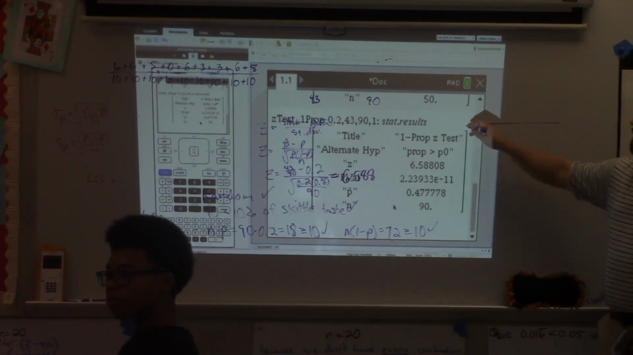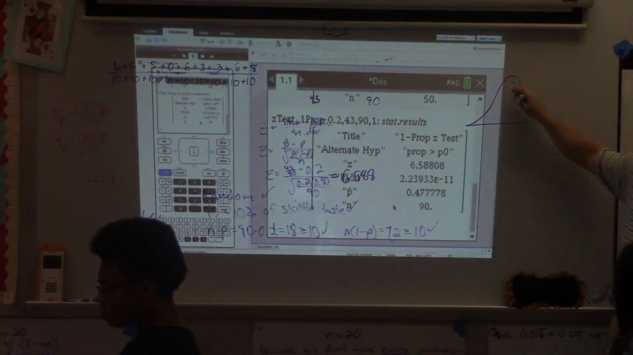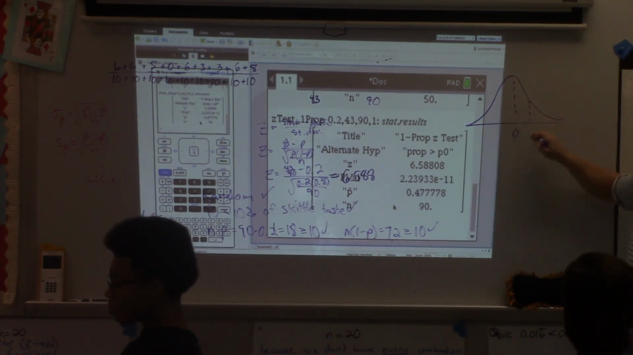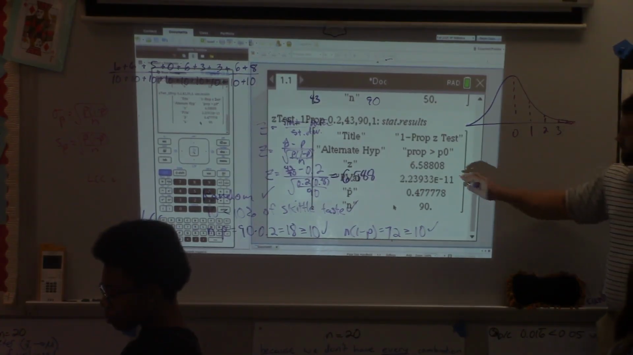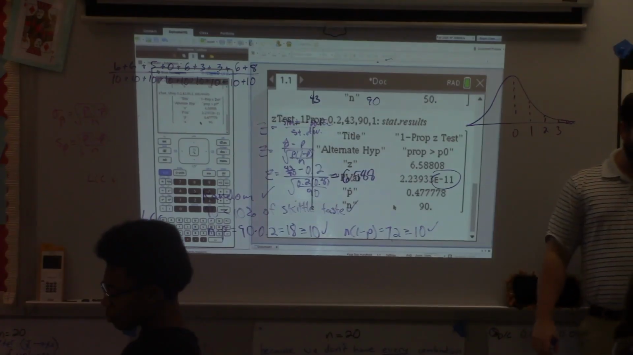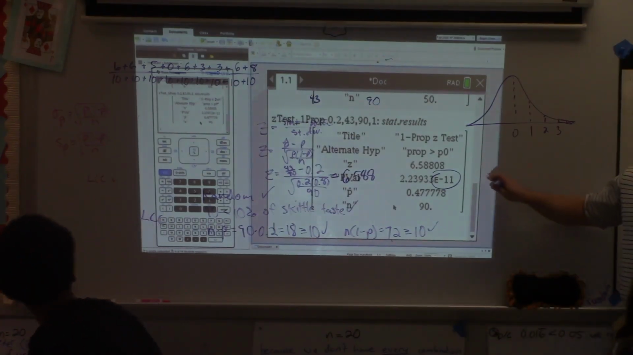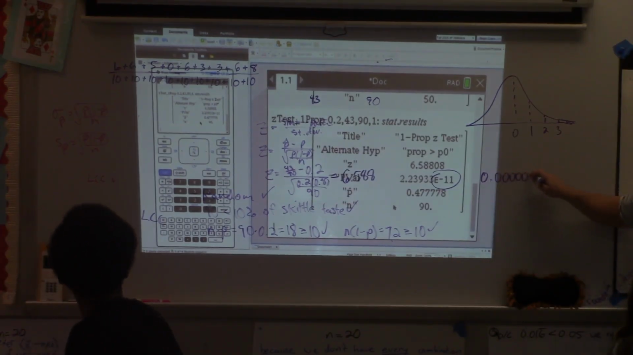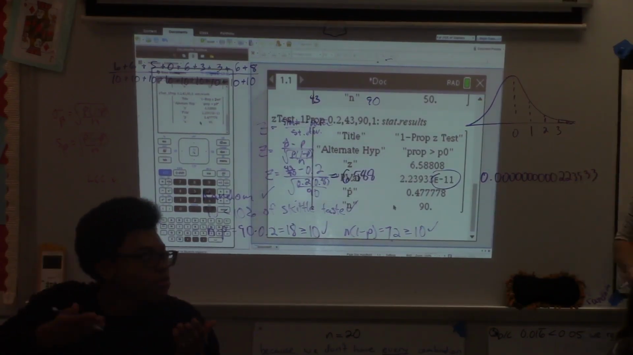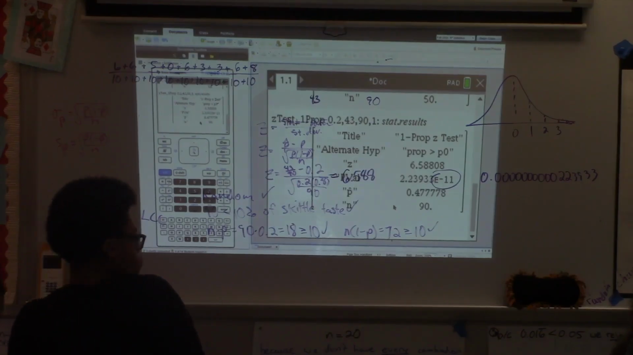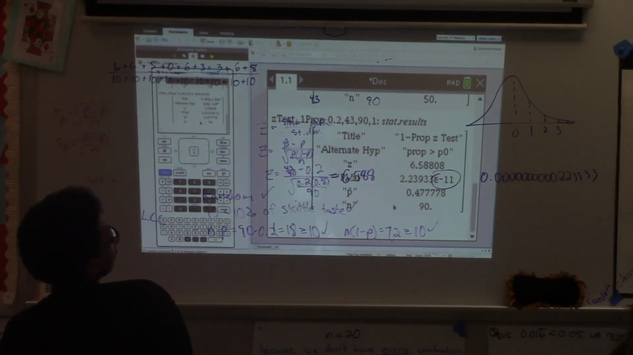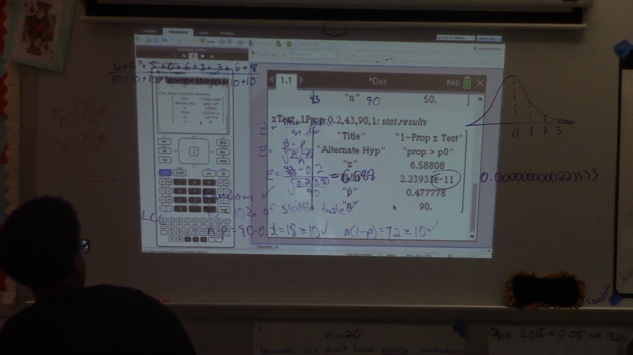Please notice, what's my p-value? A lot of students would say 2.2, but guys, can a probability be that high? No. The e negative 11 means we're multiplying by 10 to the negative 11, which really means 2.2 times 10 to the negative 11. There's my scientific notation. Don't forget, e to the negative 11 means times 10 to the negative 11, because a probability cannot be more than what? 1. Do not lose sight of that.